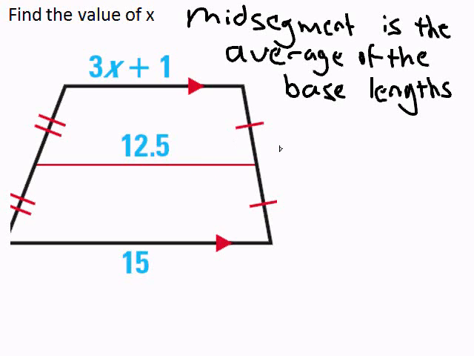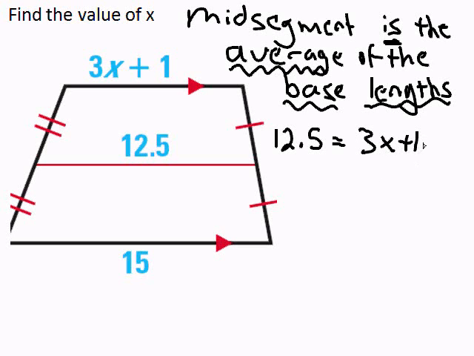Now, the midsegment, which is 12.5, equals the average of the base lengths. Now, the word average means you add up the two base lengths and divide by 2. Let's go ahead and do that: 3x plus 1 plus 15, divided by 2. And there you go. We've got an equation that we can solve. Now, I know this equation isn't something we're used to seeing, so I'm going to take just a little bit of time to explain how to solve this.